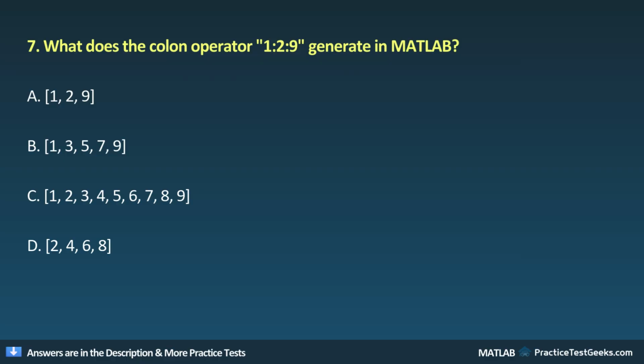7. What does the colon operator 1:2:9 generate in MATLAB? A. 1:2:9. B. 1, 3, 5, 7, 9. C. 1, 2, 3, 4, 5, 6, 7, 8, 9. D. 2, 4, 6, 8.